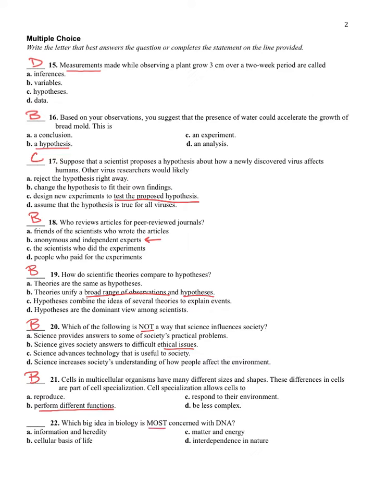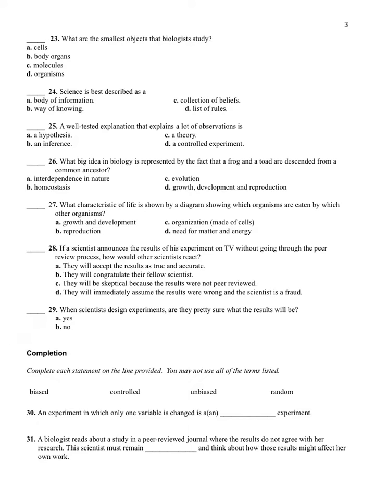Okay, so now we're going to start the second page of multiple choice questions. Number 23 says, what are the smallest objects that biologists study? So a lot of times people will say cells for this, but we actually also study the things that make up cells, and those are molecules. So the answer to 23 is C.